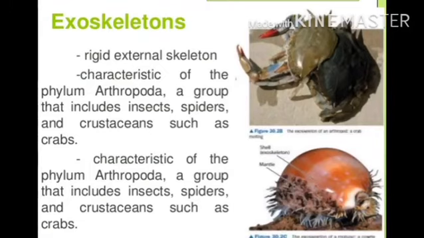Now exoskeletons. Exoskeleton is a rigid external skeleton characteristic of the phylum Arthropoda, a group that includes insects, spiders and crustaceans such as crabs, etc.